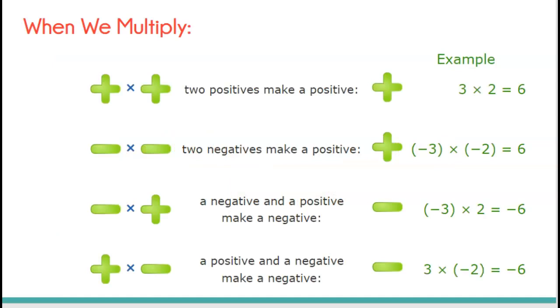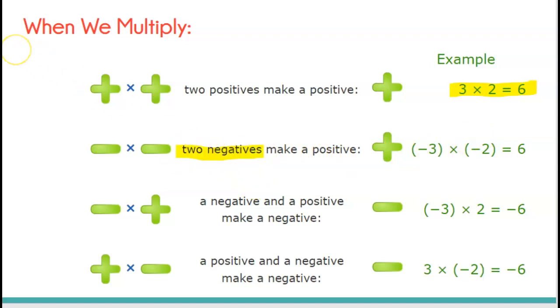So what happens when we multiply? The first rule is what happens when we multiply two positives together. For instance, if I multiply 3 times 2, I'm going to get 6. We've only been dealing with the positive integers, so a positive and a positive should also make a positive. But what else can make a positive? When we have two negatives.